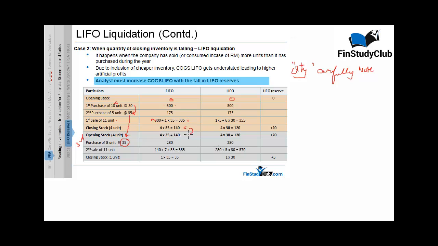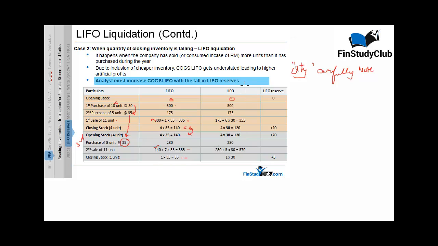Okay, so this is my opening and closing balance of the respective years. In the next year, I've purchased 8 units, which we talked about, at 280. The second sale I have also kept at 11 units, just to keep both these years apples to apples. And therein we are saying that out of 11, 4 units will come from this opening stock, and the remaining 7 will come out of the third purchase at 35. So the total figure is 385, keeping the 1 unit at $35.